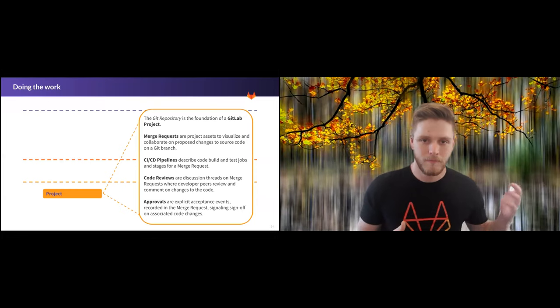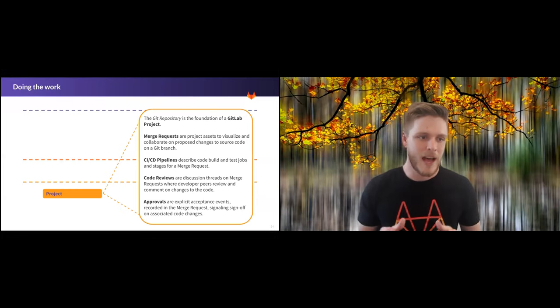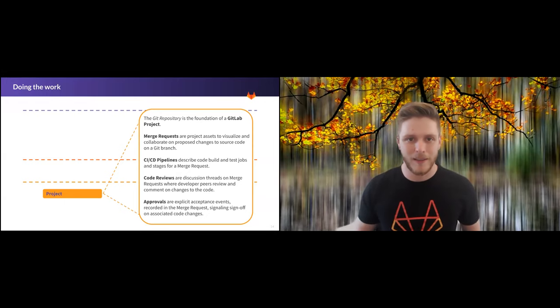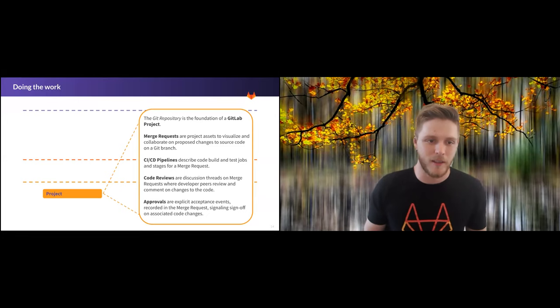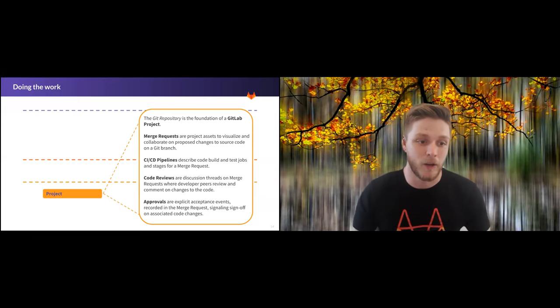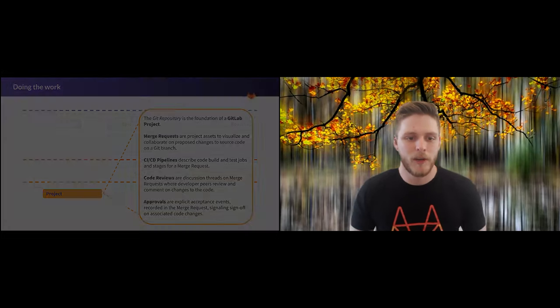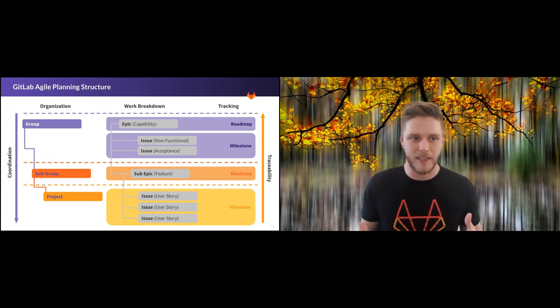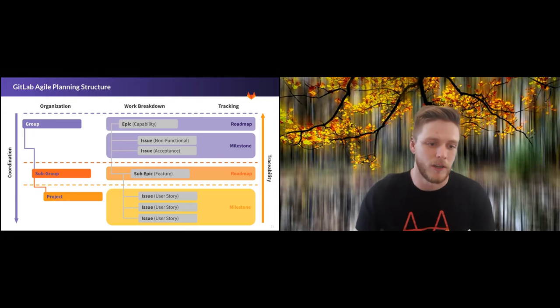So we've organized our team, we've defined the work, we've planned out the work, and then when you're doing all of that work, it really goes into the project level. And this is where you see the code reviews, the discussion about individual problems and pieces of work. It all exists at that project level. So if we bring all of that together, we see GitLab's agile planning structure and the capabilities that can be driven through that.